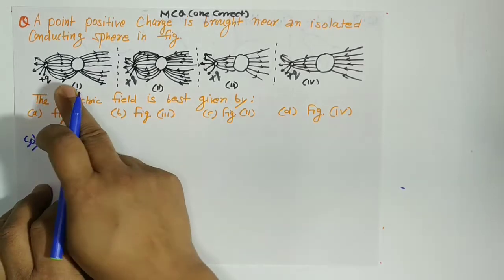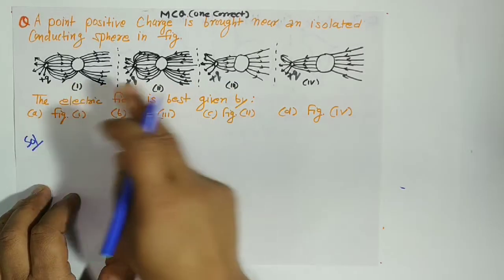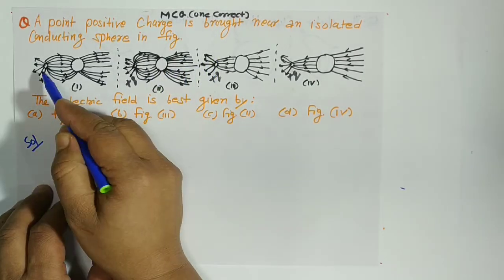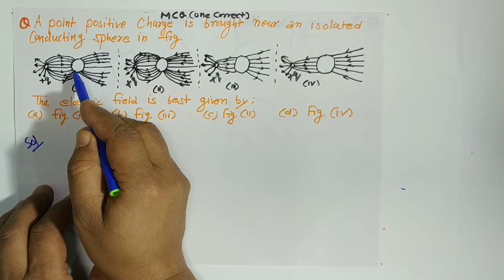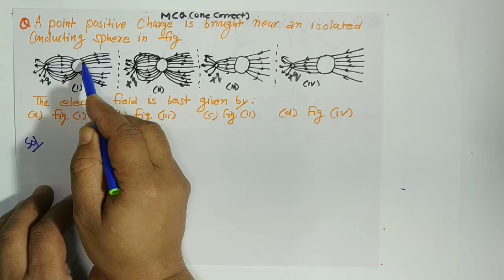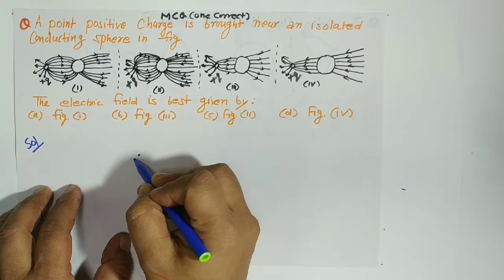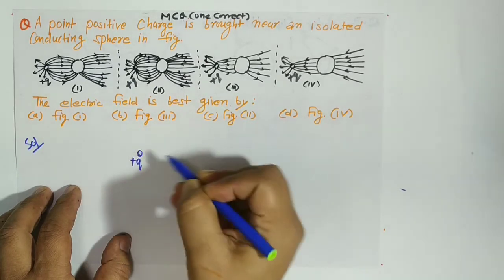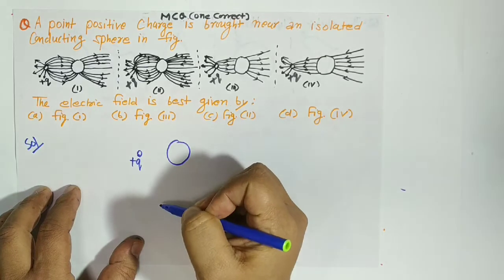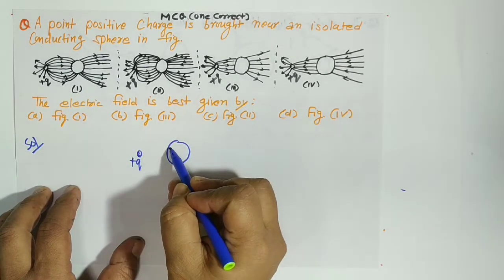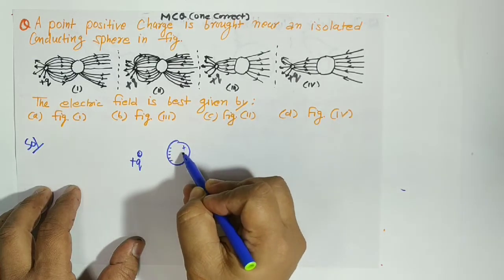Now come to first and second. In first and second, we should know that the line should be normal to the surface. This is a positive charge. Certainly the lines will go on this side and then they will move out from this sphere. Now how is it possible? There is a positive charge plus Q. Then there is a conducting sphere, isolated. Certainly this positive charge will induce negative on this side and positive on this side.